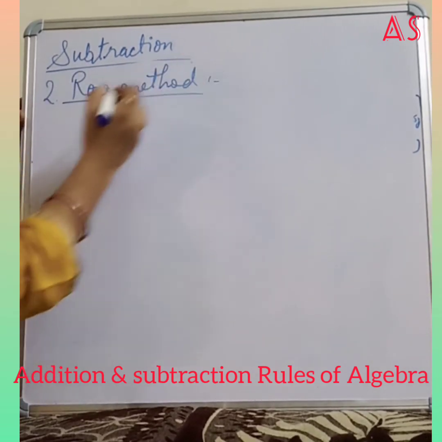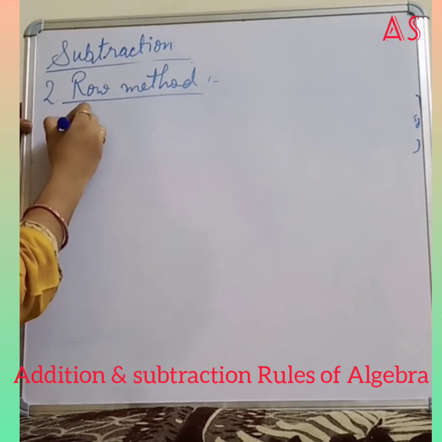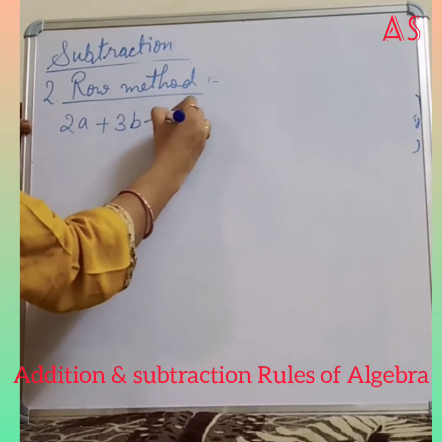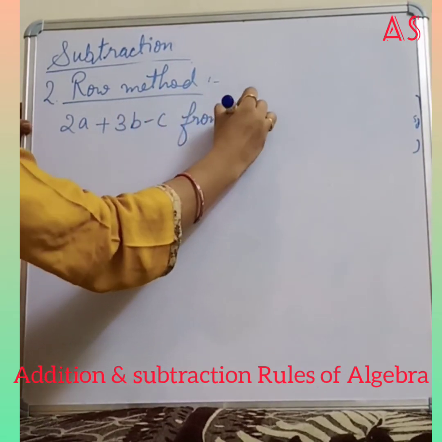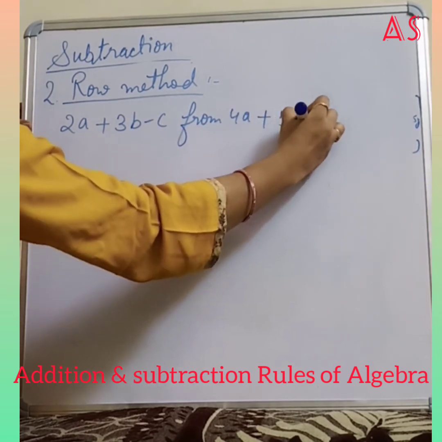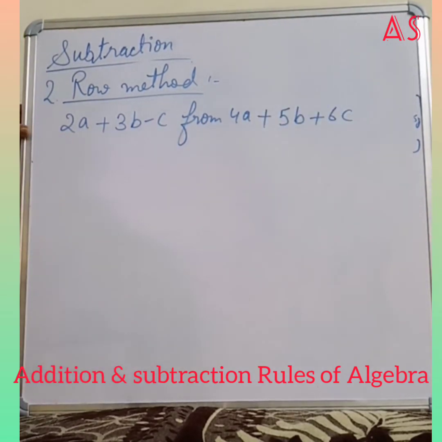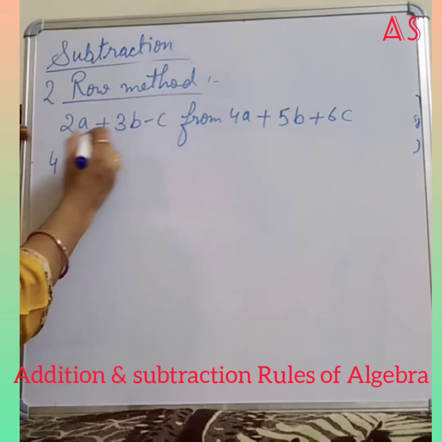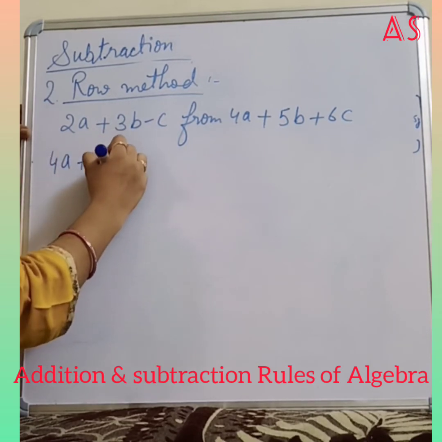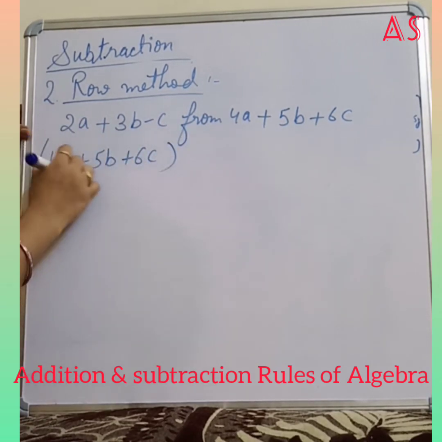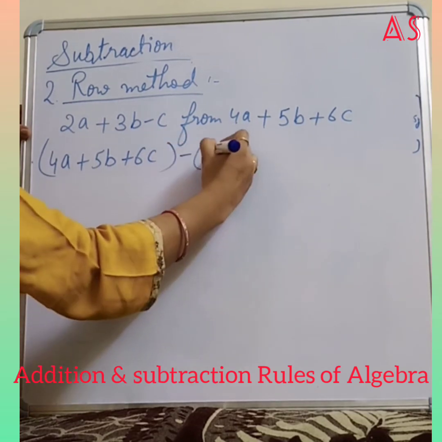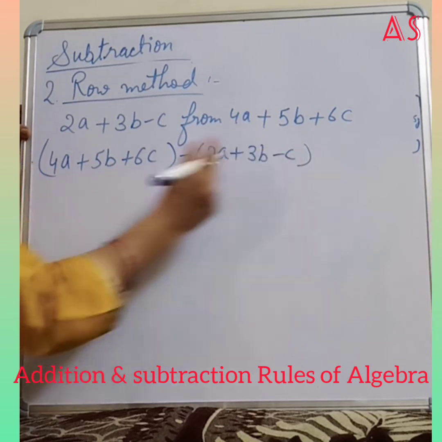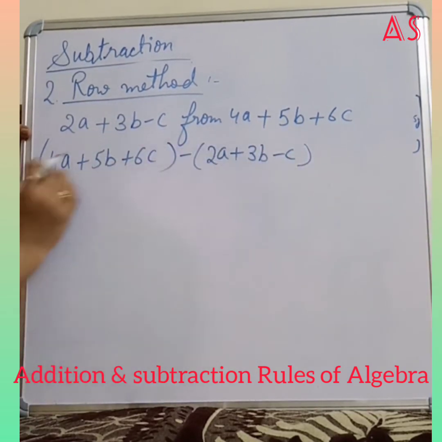Row method: we will do the same question. Subtract 2a plus 3b minus c from 4a plus 5b plus 6c. So from last minus first. In a single row we will write firstly the second part, 4a plus 5b plus 6c. We always use brackets in row method subtraction, and the first part also in brackets, 2a plus 3b minus c. So from this minus this. Now what is our next step?